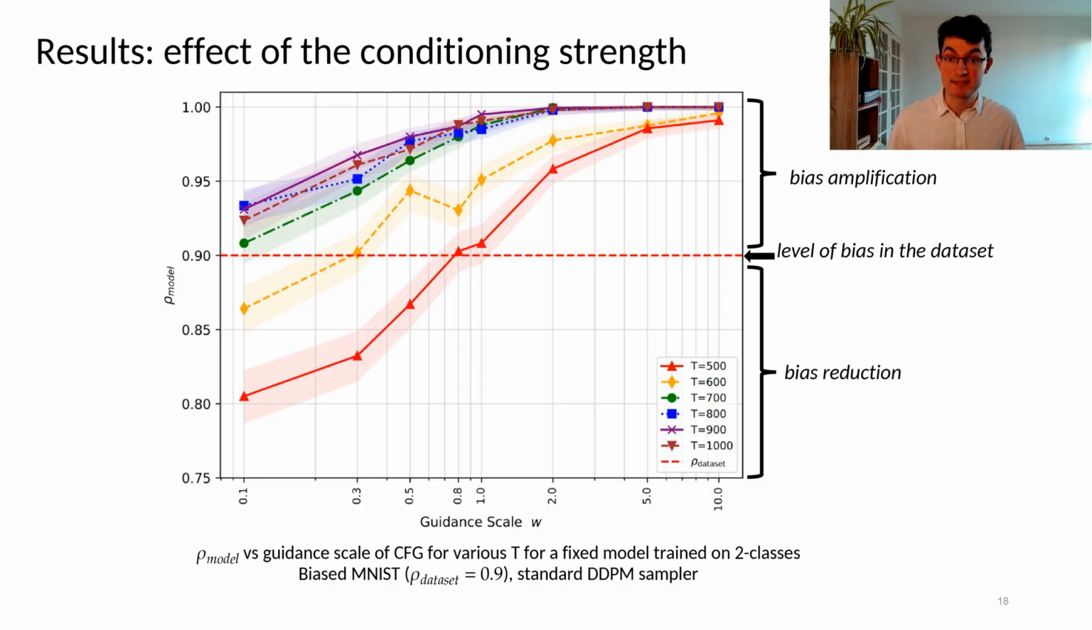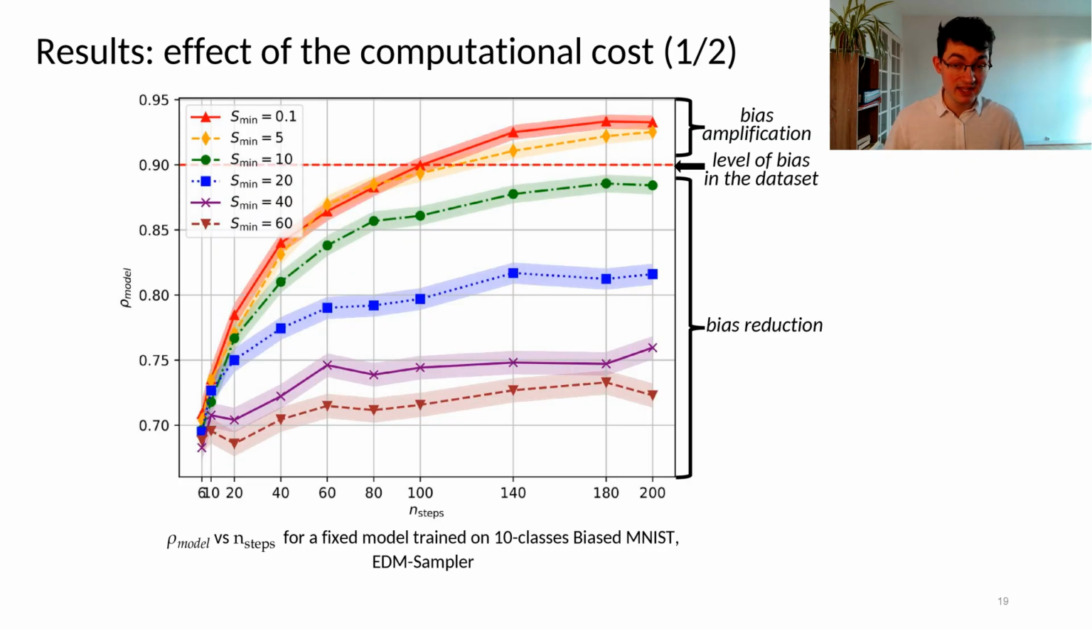As expected, the experiments show that the guidance strength is positively correlated with the level of bias. We see in this experiment on bias list with ρ equals 90% that for the same model, some hyperparameter settings induce a reduction of bias, while others induce an amplification of bias. Similarly, the number of sampling steps is found to be positively correlated with the level of bias. So, for the same model, increasing the number of sampling steps also increases the level of bias.